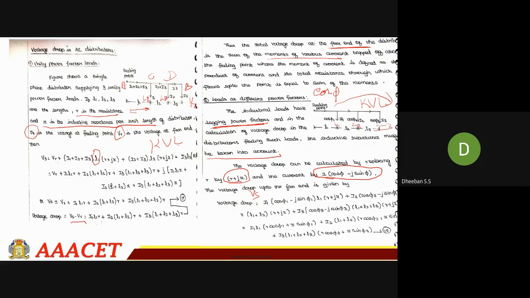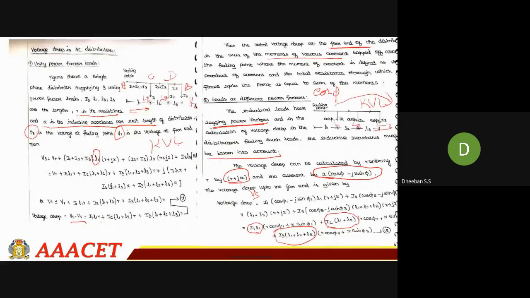So after this, you have to multiply inside. If you are multiplying inside, you'll be taking a common term out. The common term you can take out as I1 L1, and here you can take it as I2 (L1 plus L2), and here as I3 (L1 plus L2 plus L3). So these are the common terms you can take. Okay, so this is how it looks for your different power factor.